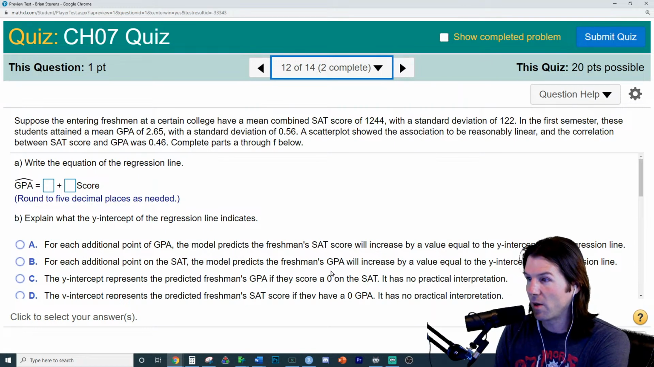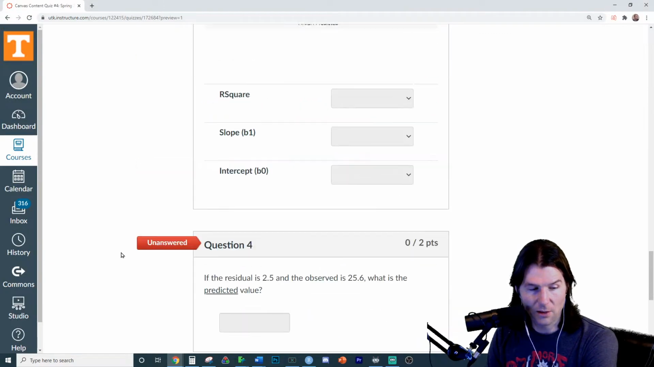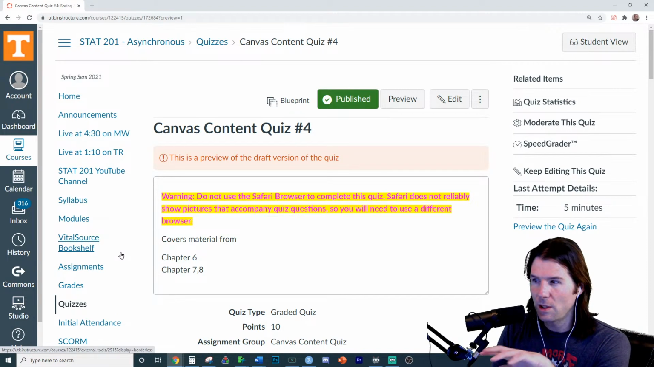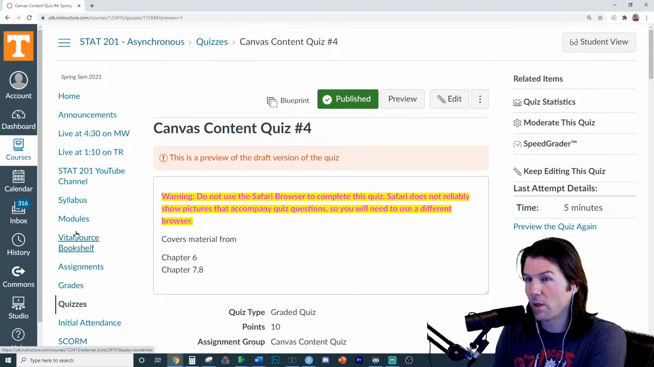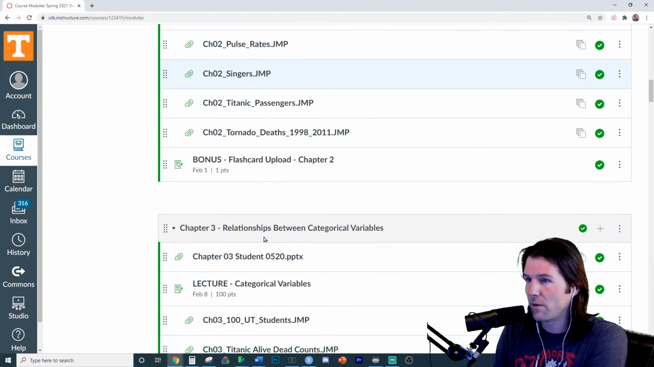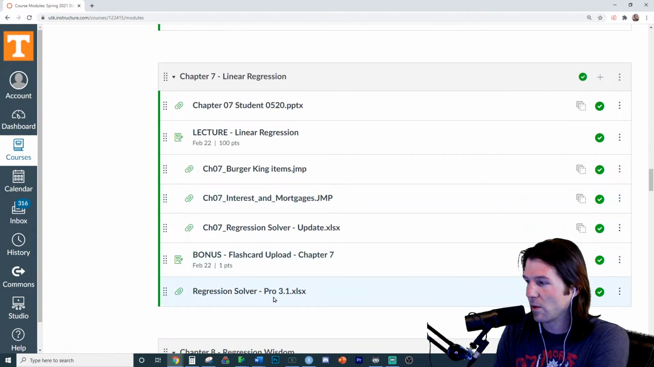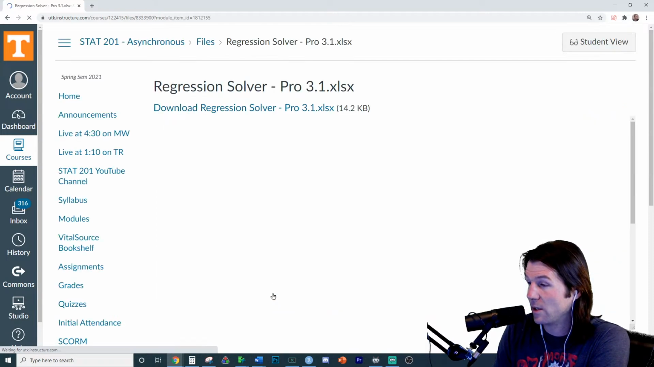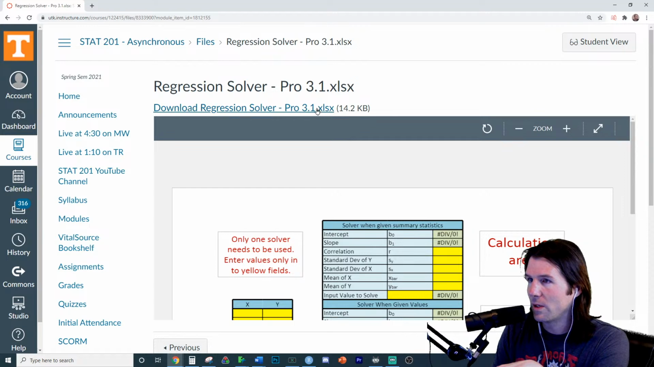Yes, Avery, you're in our section, right? If you're in our section, the best thing to use right now will be the regression solver. Which problem are you doing? The GPA one? Or are you doing the standardized score ones? Which ones are you working on right now? The best thing right now is if you go here and grab the regression solver. You can put GPA or standardized test score.